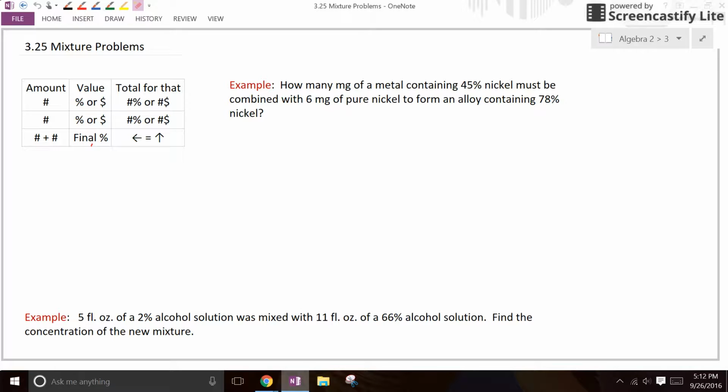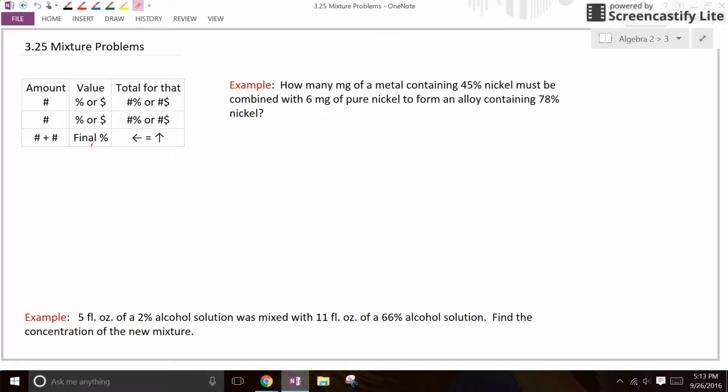Meyer in 3.25. Wait, what? That's not in the book. That's right. This is part of 3.2 that I think should have its own section, so I'm going to call it 3.25. It is mixture problems, and what always gives kids fits when they are trying to solve them.